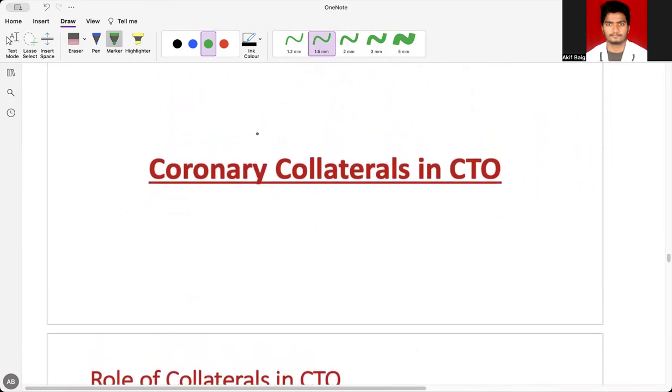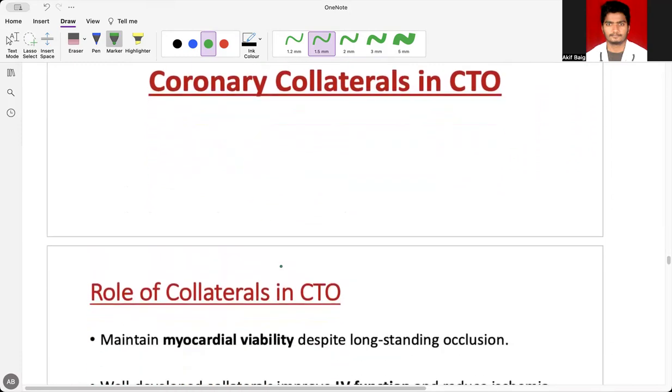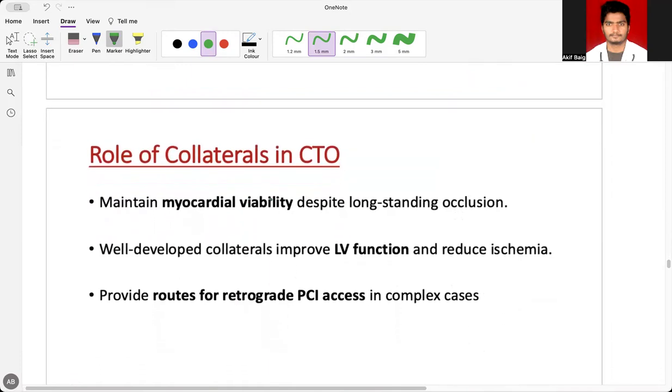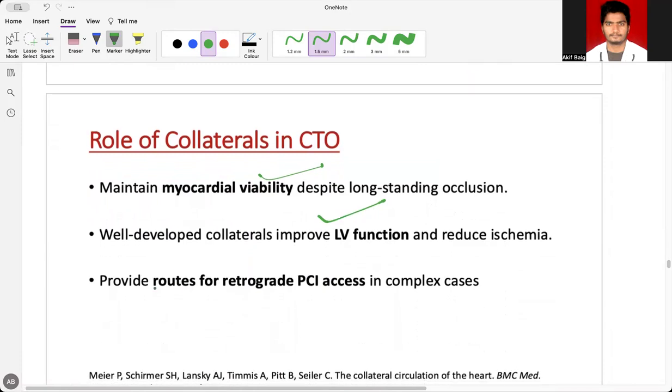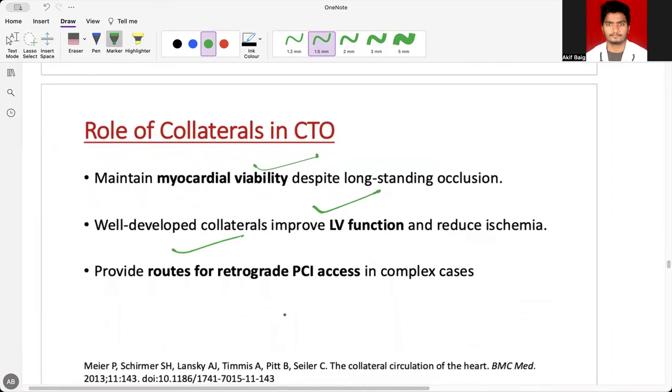Let's talk about the coronary collaterals in chronic total occlusion. What is the role of collaterals? It maintains the myocardial viability, improves LV function, and also can be an important route for retrograde PCI access.